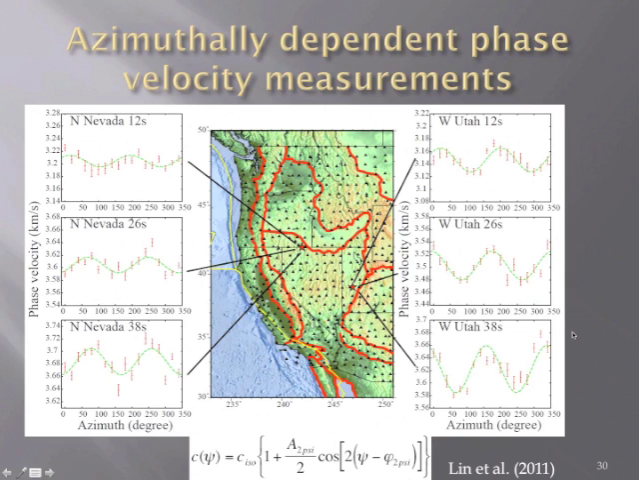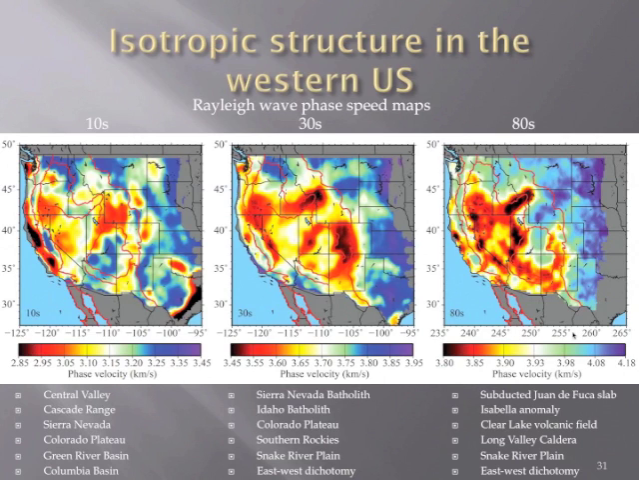Here is the isotropic result in the Western US at 3 different periods: 10 seconds, 30 seconds, and 80 seconds. Now you can start to see a lot of features corresponding to known geologic features. For example, for the 10-second map, the phase velocity is particularly sensitive to structure in the upper crust to middle crust range. You can see the slow anomaly in the Central Valley, and also the Green River Basin over here. Some of the other basins also show up very nicely. The high velocity is mostly related to mountain ranges such as the Sierra Nevada, as well as the Colorado Plateau.